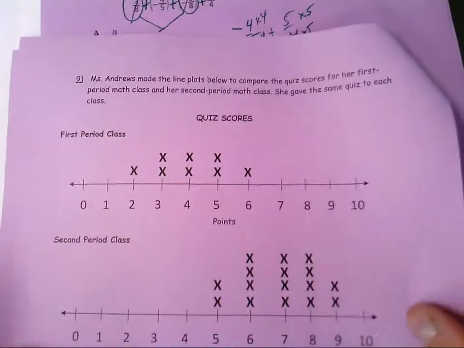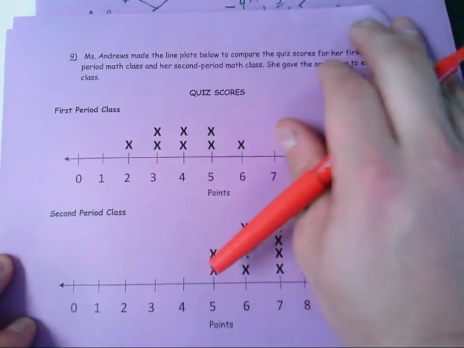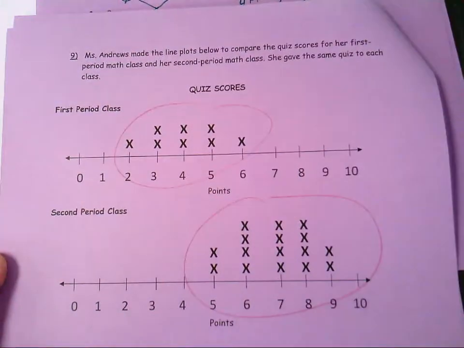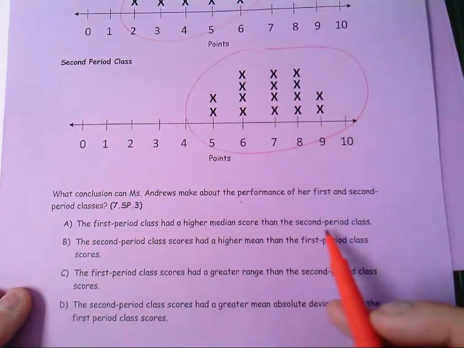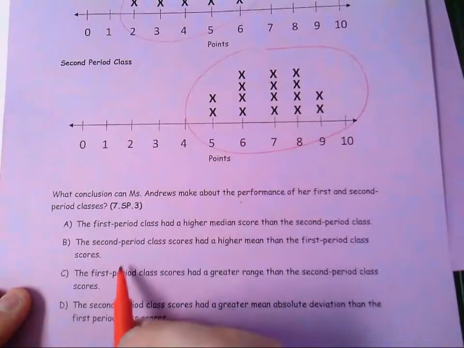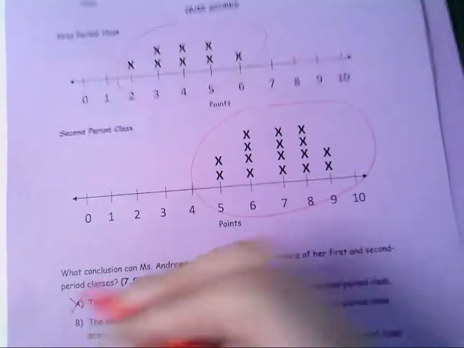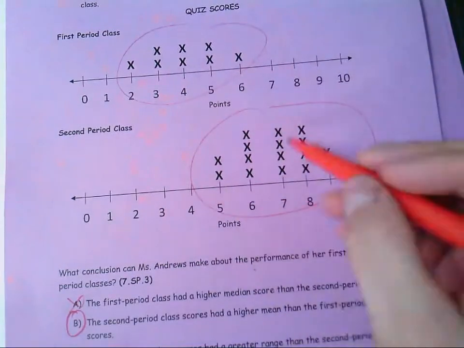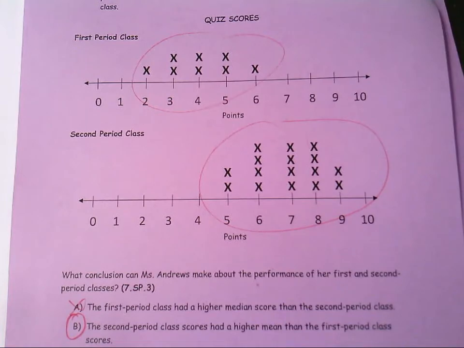All right. Number 9, and this is just fresh off of our probability and statistics. So you can see clearly, before I even look at the choices, you can tell, okay, this class scored higher than this class. So now we'll start reading our choices. First period class had a higher median score than the second period class. Right? Second period class had a higher mean. Well, here it says the first period class had a higher median. Well, no, the first period was definitely lower, so that's out. Second period class had a higher mean than the first period class. There it is. If most of the scores are higher than most of the scores from the first period class, then that must mean that the averages are higher as well. Right.